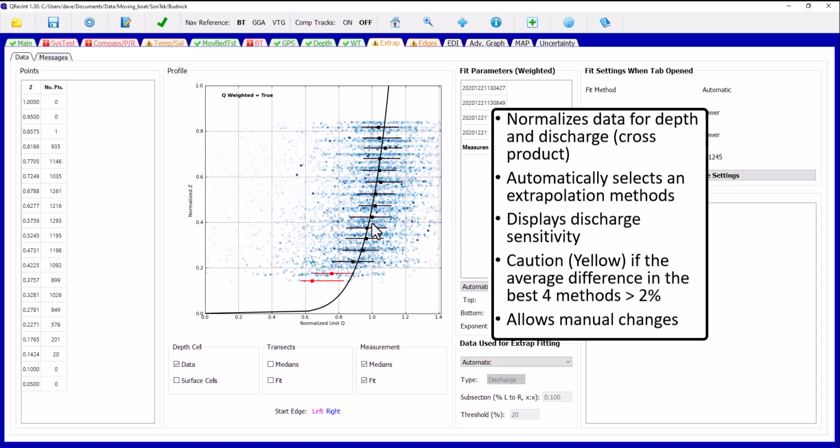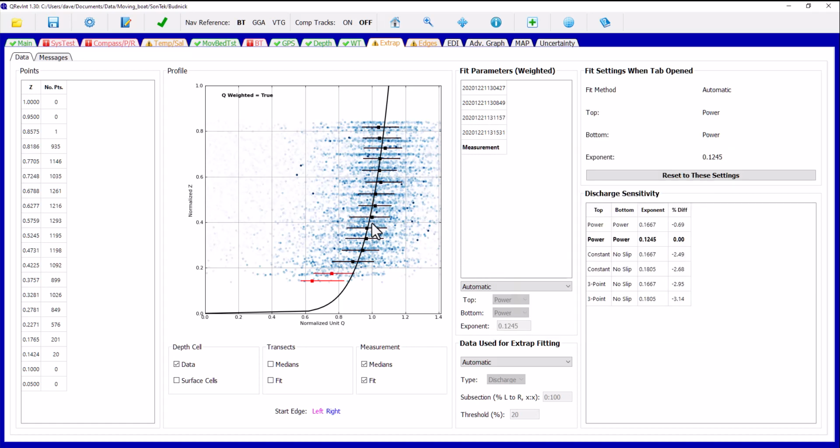The algorithm automatically selects an extrapolation method. It displays the discharge sensitivity. A caution or yellow alert is provided if the average difference in the best 4 methods is greater than 2%. The Extrap tab also allows manual changes. Let's discuss how Extrap selects a fit automatically.